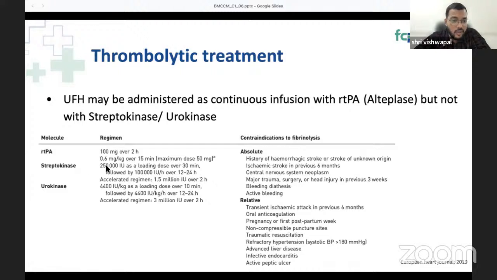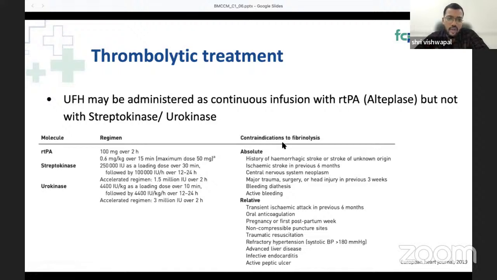And for streptokinase, it is 250,000 units as loading dose over 30 minutes, followed by 1 lakh units per hour over 12 to 24 hours. And for urokinase, we mostly don't use this.